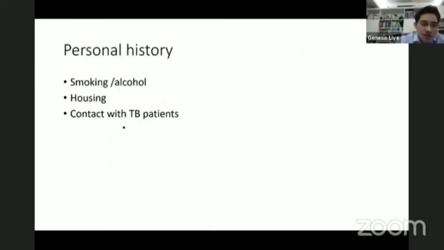Certainly, in case of personal history, you would like to take history of smoking and alcohol, which is not very important in the case of Bangladesh, but smoking is definitely a cause. Housing, contact with TB patients, very important. Some of the patients stay in very cramped housing, and the transmission of infectious disease like tuberculosis is very common over there.